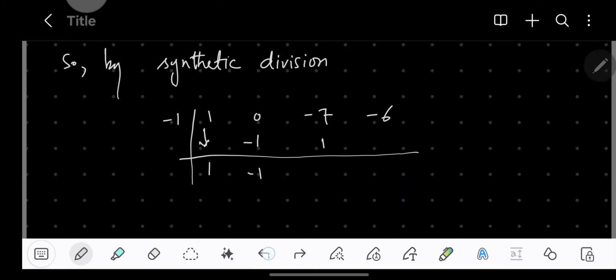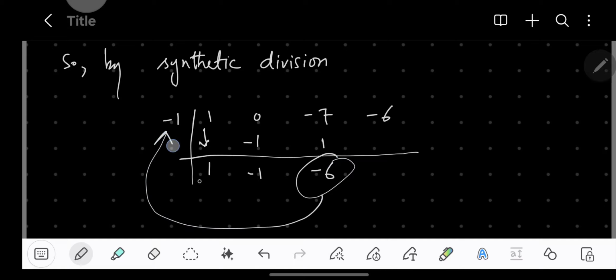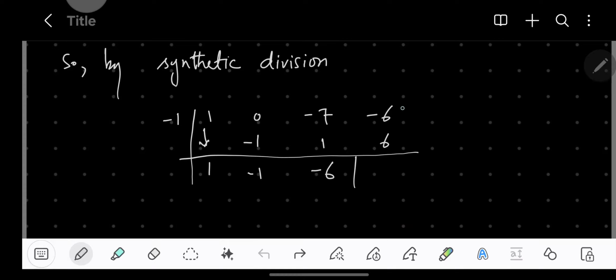And now if I add these two values, I will get negative 6. If I multiply this negative 6 with this value, I will get plus 6. So I will write plus 6 here. And if I add these two values, I will get 0. So if you have done this correctly, you will always end up with 0.